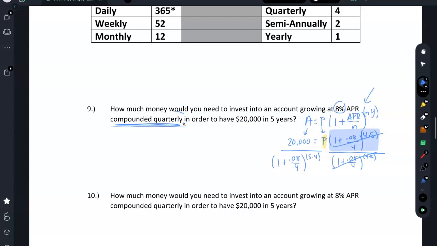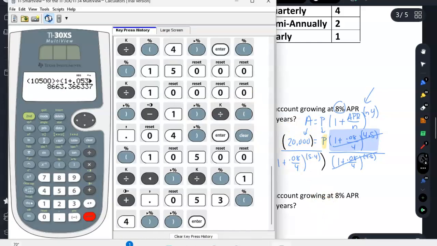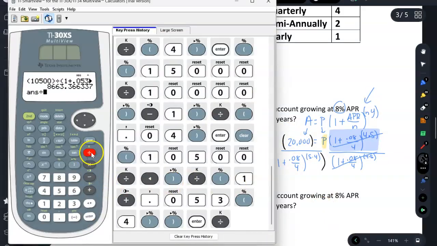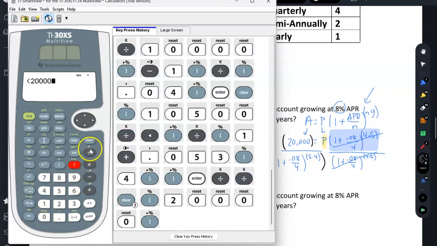Okay, this is very important. We need to make sure that we're putting parentheses around the top and parentheses around the bottom, and then we can just type this all in our calculator. So that would give me my P by itself. So if I clear all of this, I have 20,000. I'm going to close my parentheses even though that wasn't necessary there. I just want to get in the habit of doing it.